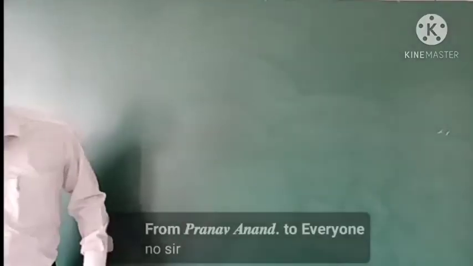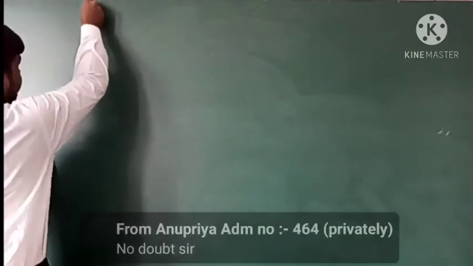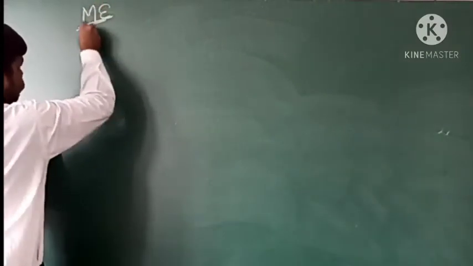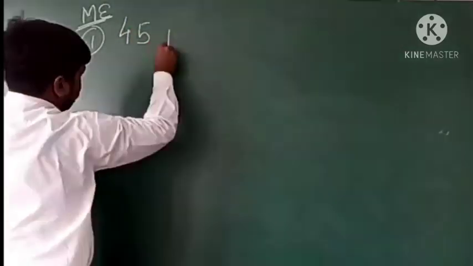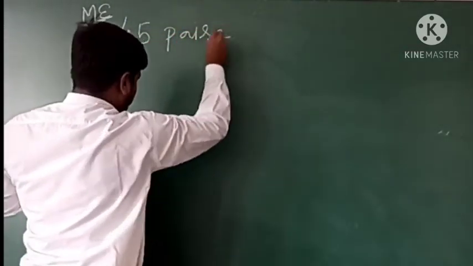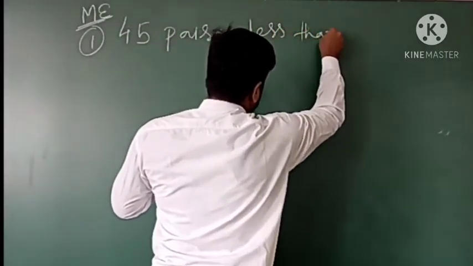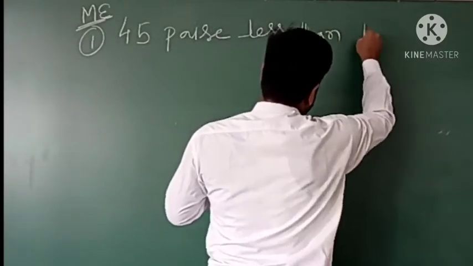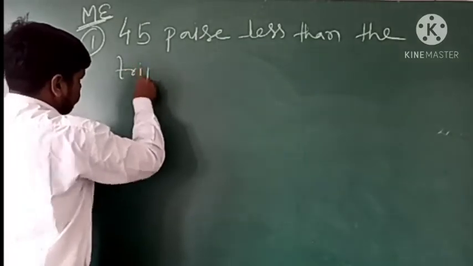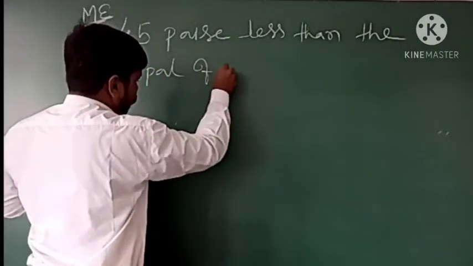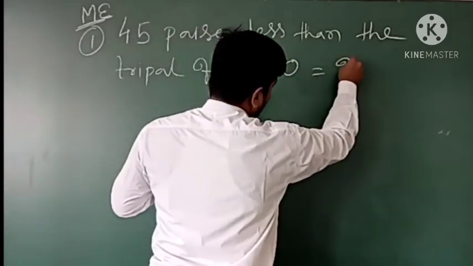Miscellaneous exercise questions. So ME question number 1 is asking: 45 paise less than the triple of rupees 30 is equal to how much?